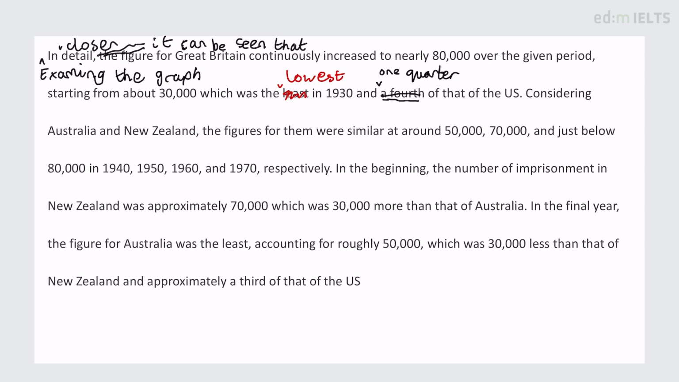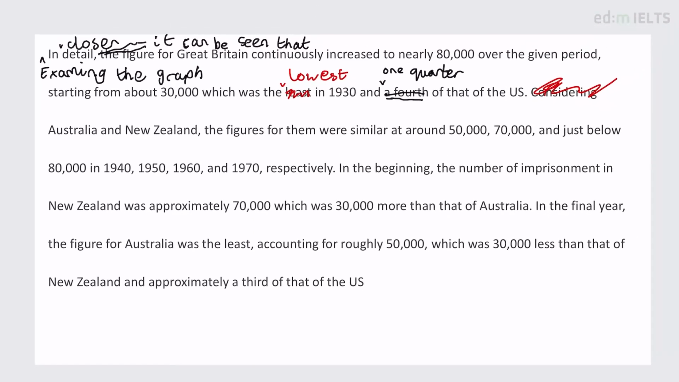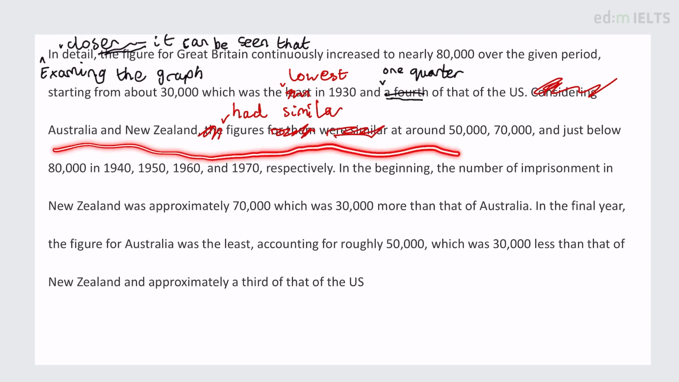Considering, I don't really get the considering in the next part. Let's delete that. So Australia and New Zealand had similar figures at around, my apologies. So where are we? Australia and New Zealand had similar figures at around 50,000, 70,000, and just below 80,000 in 1940, 1950, 1960, and 1970, respectively.